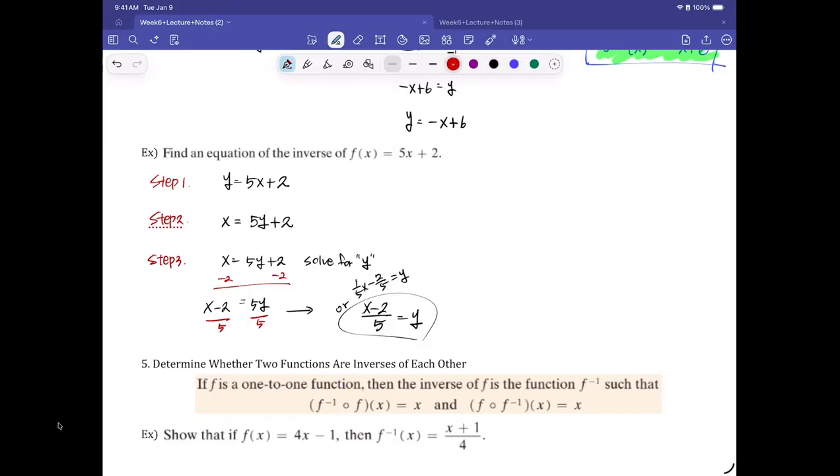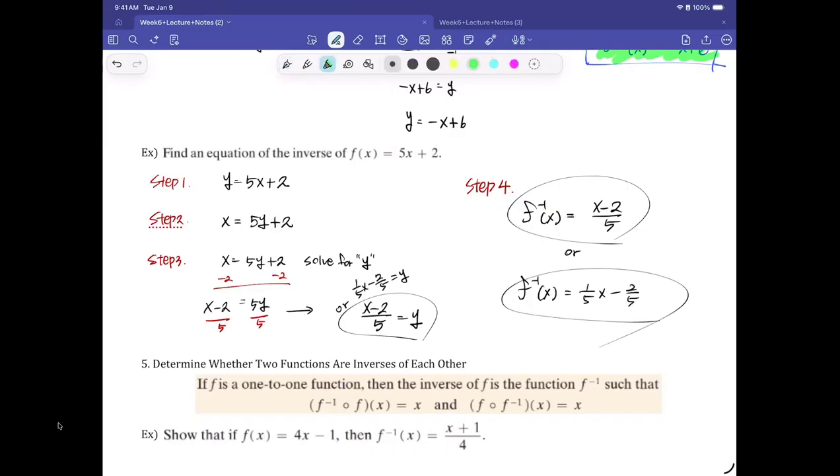So step number 4, you have to change to the inverse notation, equal to x minus 2 over 5. Or you can say 1 over 5 x minus 2 over 5. Either one is fine.